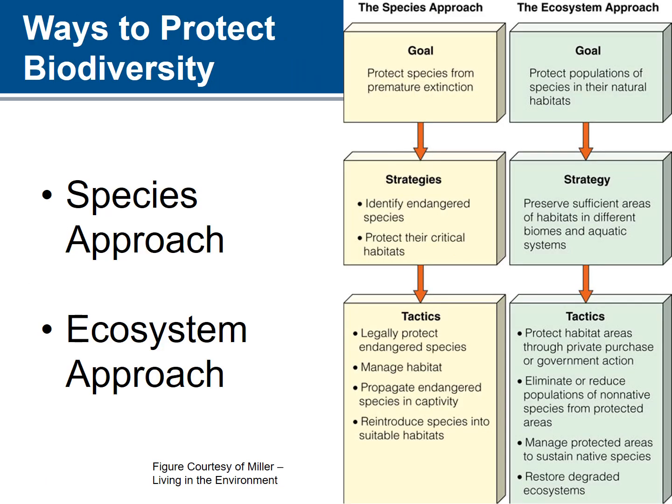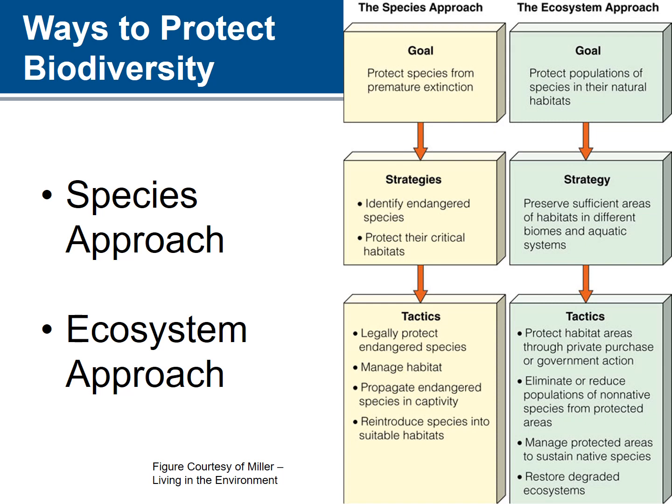Now, the approach to conserve biodiversity basically falls into two categories, a species approach and an ecosystem approach. Species approach, as the name suggests, focuses on individual species. You identify endangered species, protect the habitat that they need, and you do that by legally protecting them, the Endangered Species Act, managing their habitat, maybe captive breeding, maybe reintroduction, but the focus is on one individual species that's imperiled. Versus an ecosystem approach, you set aside land, you set aside marine habitats, you protect the whole ecosystem, native populations in their natural habitat, whether they're endangered or not.